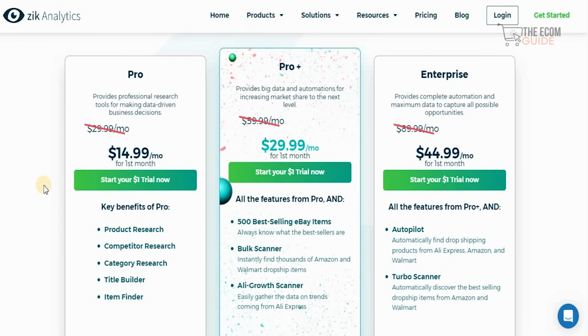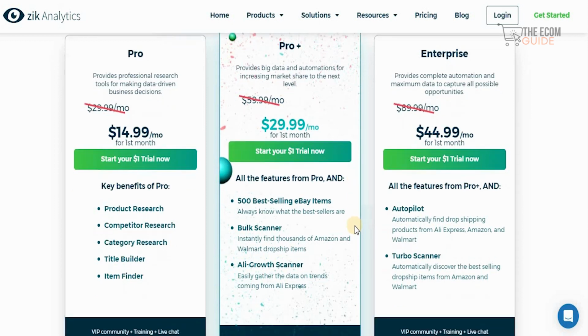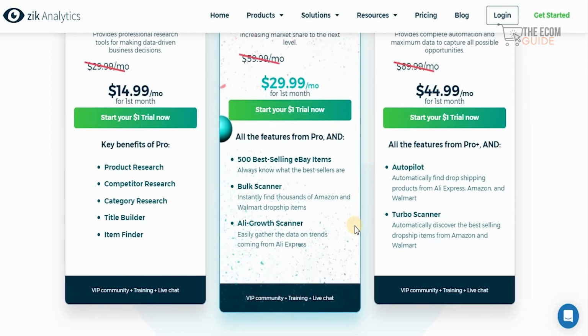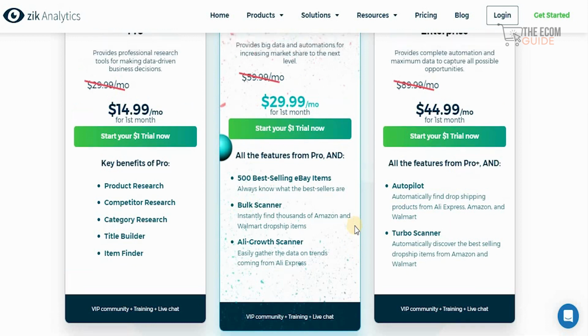The Pro Plus provides big data and automations for increasing your market share to the next level at $29.99 for the first month. You can also try it out for $1 right now. You get all the features of the Pro, and in addition, you get 500 best-selling eBay items. Always know what the best sellers are, guys. With a bulk scanner, you can instantly find thousands of Amazon and Walmart dropship items. And with the Ali Growth Scanner, you can gather data on trends coming from AliExpress.